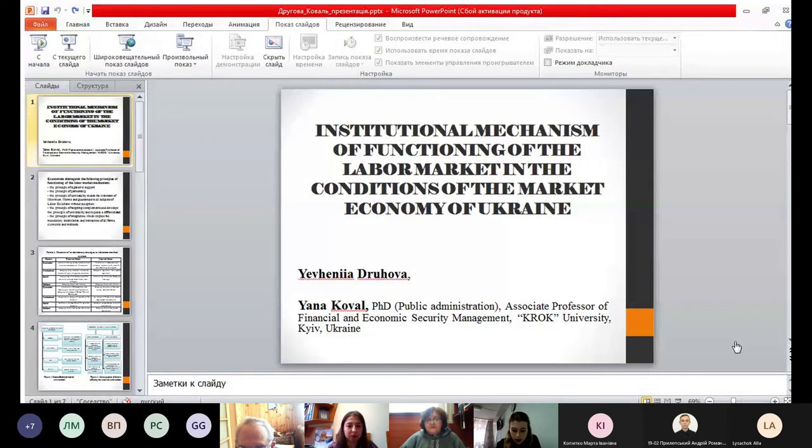On the next slides, we have a table about principles of economics. There are five principles which, in our opinion, the labor market includes. The first principle is legislative, then partnership, universal principles, and targeting.